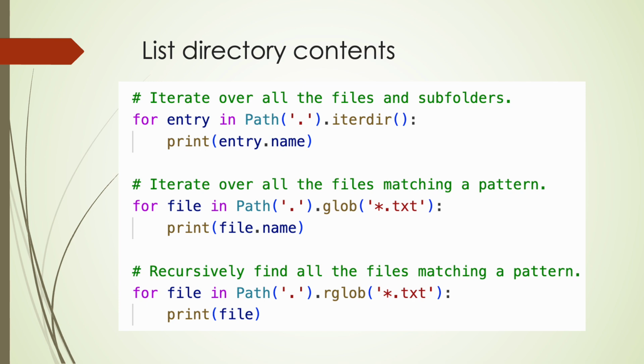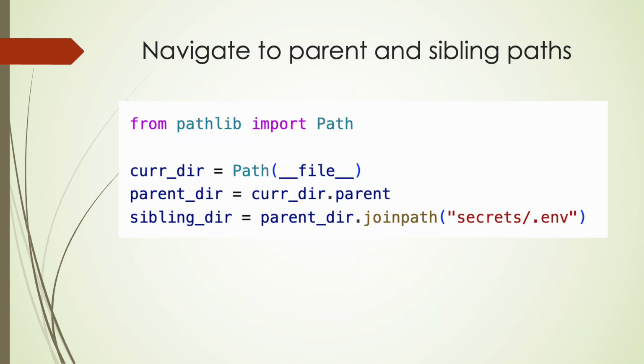We can use the iterdir method to iterate over all the files and subfolders in the specified path. More usefully, we can iterate over all the files matching a pattern with the glob method. In some cases, we may need to find files recursively in the subfolders as well, which can be done with the rglob method. Finally, we can use a Path object to navigate to parent and sibling paths easily.